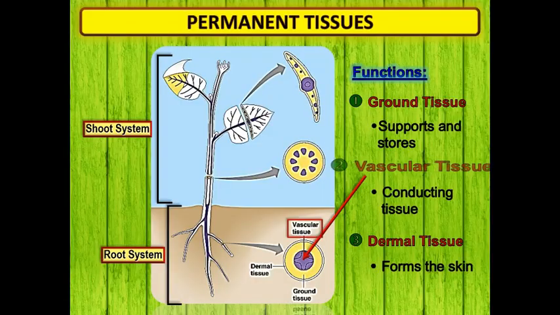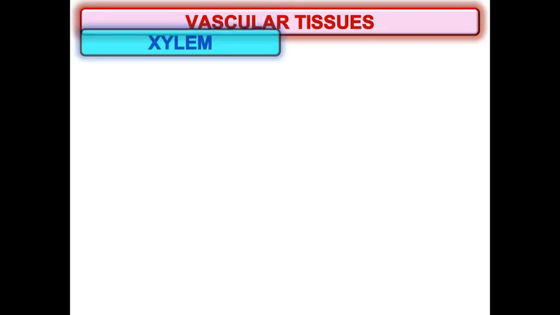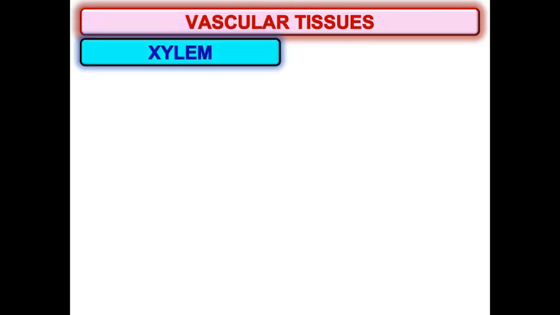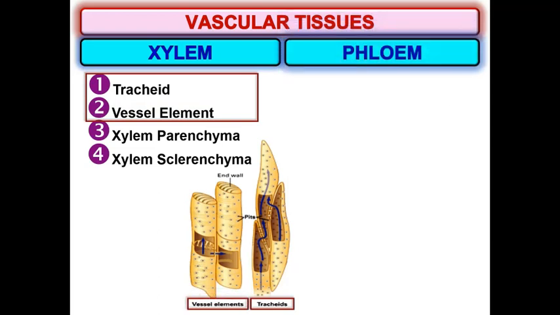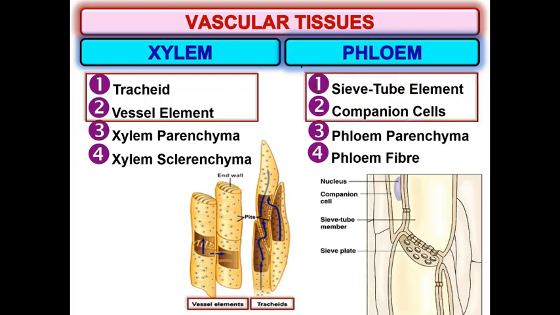Number 2, vascular tissue. 2 main components of xylem: trachea and vessel element. Two main components of phloem: sieve tube and companion cell.